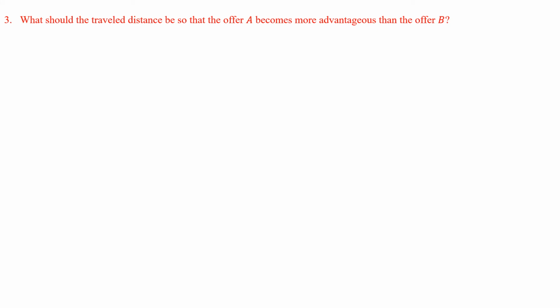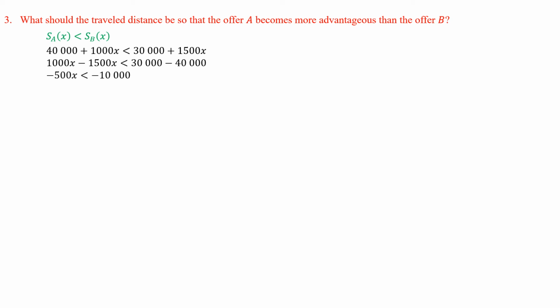In part 3, what should the travel distance be so that the offer A becomes more advantageous than the offer B? You know that the more advantageous offer is the offer with the less price. That's why we have to solve the inequality A of x less than B of x. A of x is equal to 40,000 plus 1000x, and B of x is equal to 30,000 plus 1500x. We take all the variables on the left side and all the numbers on the right side. We get 1000x minus 1500x less than 30,000 minus 40,000. Then minus 500x is less than minus 10,000.